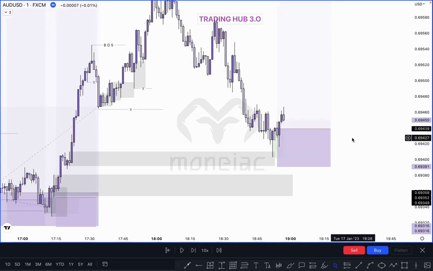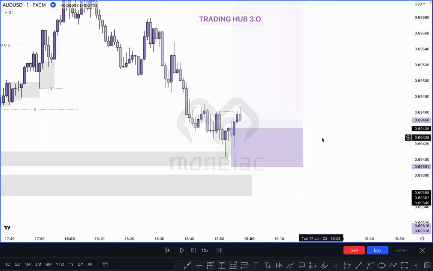So what's happening here? Look at this one. This is our change of character here. This is our micro structure here. Okay, and the same thing will be applicable when the market taps on your PD zone in a higher time frame. So the same scenario will be applicable here.